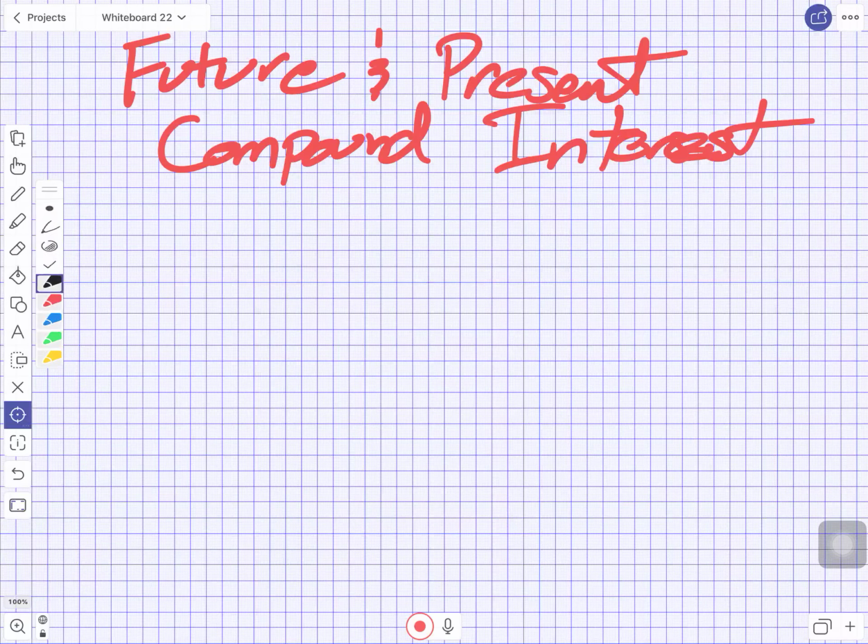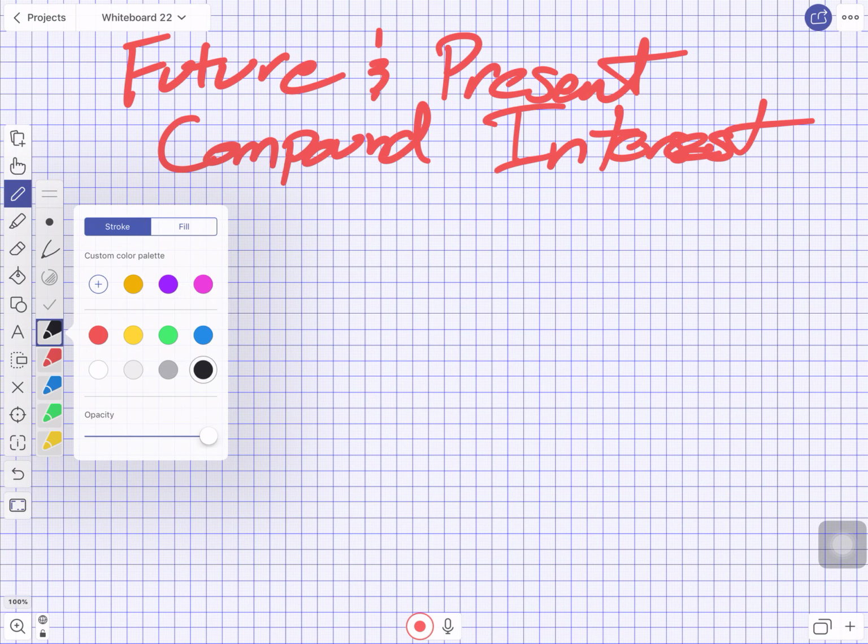Okay, so we're going to talk about future compound interest and present compound interest. And they usually say future value or present value. I could have technically written the word value in there. But they're two sides of the same coin, which is not a wonderful metaphor, but hopefully it'll make more sense when we get to the end of this.